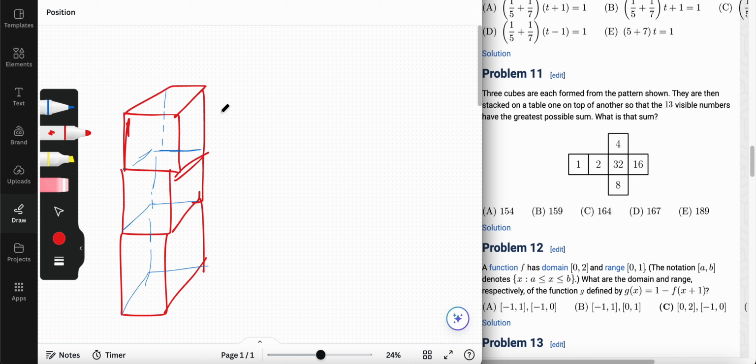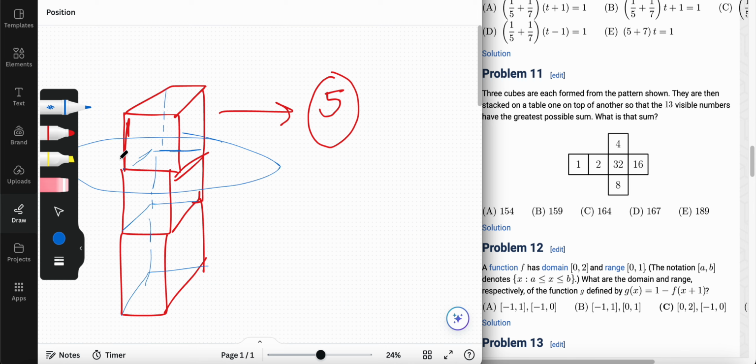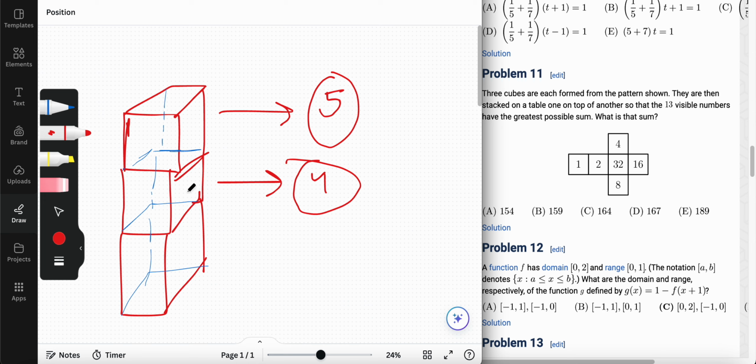13 visible numbers. Okay. In this first cube, how many visible numbers do I have? I can see the top, 1, 2, 3, 4, 5. Okay, I can see 5 in here. I cannot see the bottom one. I can't see this one right here. So 5. Here I can see 4 because I can't see the top and bottom, but everything else is visible. And same thing here, 4, right?